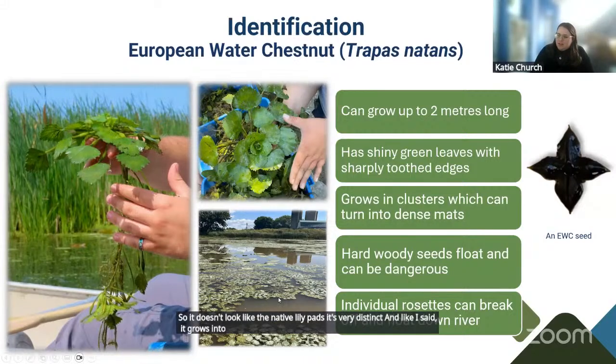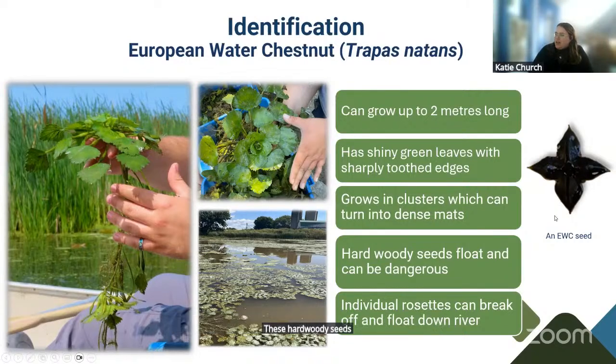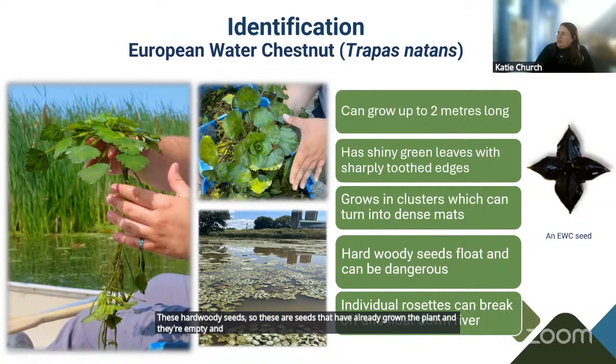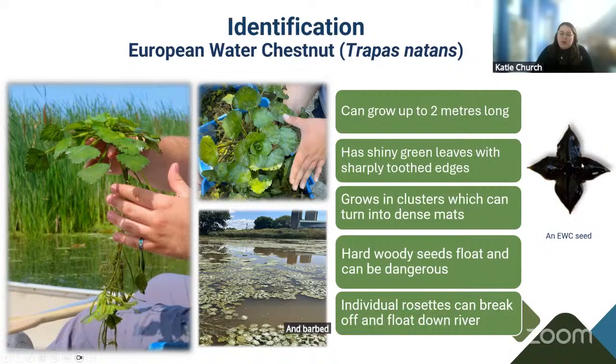So these are an example of the clusters that will eventually form into those dense mats, which I'll show you in the next slide. These hard woody seeds, so these are seeds that have already grown the plant and they're empty, and these guys are very sharp and barbed and woody, and they can float. I've picked up many floating seeds, and these seeds can wash up on sandy beaches, and it would not be fun to step on.